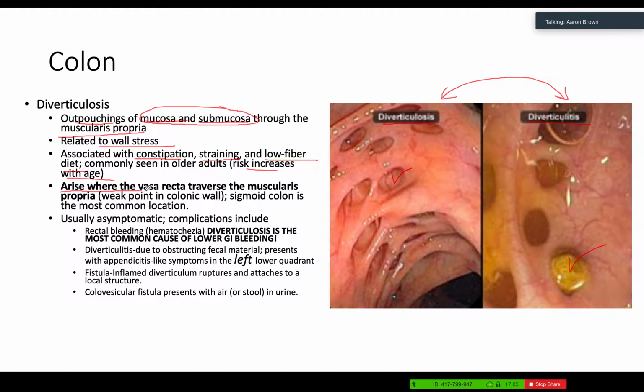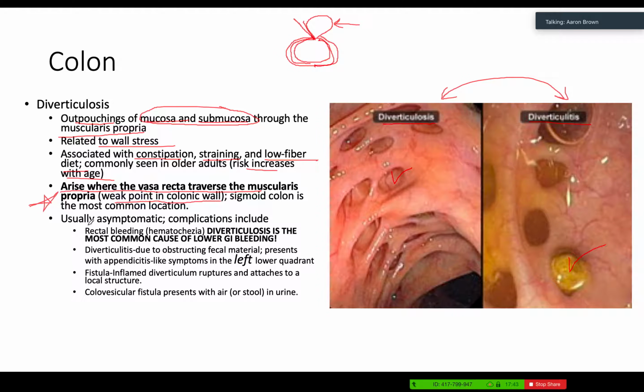So these arise where the vasa recta traverse the muscularis propria. There's a weak point of the colonic wall, just sort of a trivia type question that they may ask you about. So here's sort of a transection of the wall of our GI tract, right? And the point at which an artery enters, so that it can go through the wall, it has to enter at some point, right? And so wherever that artery enters is going to end up producing a weak point. And that is where the diverticula forms. This would be our diverticula.